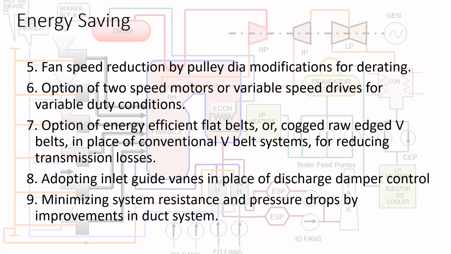Then options of energy efficient flat belts or cogged raw-edged V belts in place of conventional V belt systems for reducing transmission losses. Adopting inlet guide vanes in place of discharge damper control, minimizing system resistance and pressure drops by improvement in the duct system. So that's all that falls here.